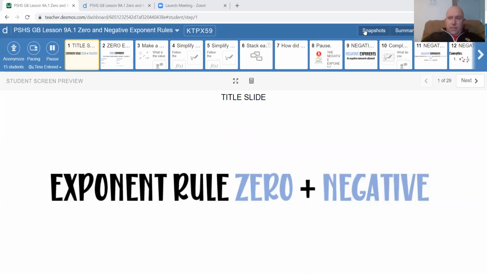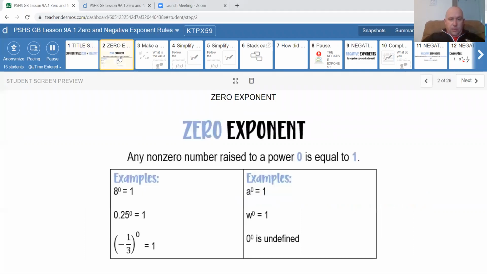All right, this is the video lesson for 9A.1. Module 9 is kind of long, so we've split it into two. A is going to focus on exponents and B is going to focus on radicals. So today, as you can see here, we're going to look at the exponent rule for 0 and also for negative exponents as well. So very easy for the 0 exponent.